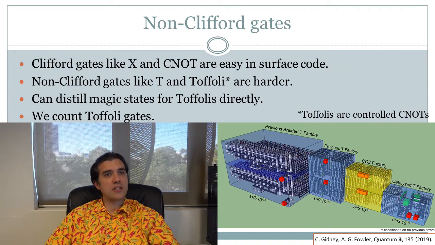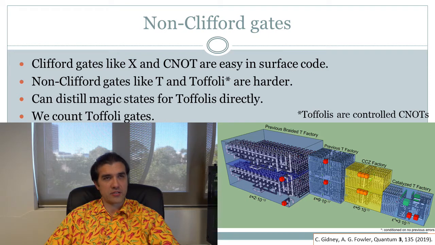Clifford gates, which are things like Hadamards and CNOTs, can be performed fairly easily in the surface code, but other types of gates like T-gates and Toffolis, which are controlled NOTs, need to be performed by a costly process of distilling special magic states. In early work, the costing was done entirely in terms of T-gates, with Toffoli gates implemented with T-gates.